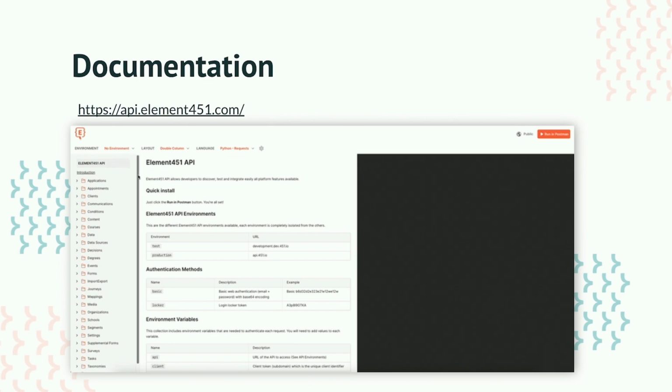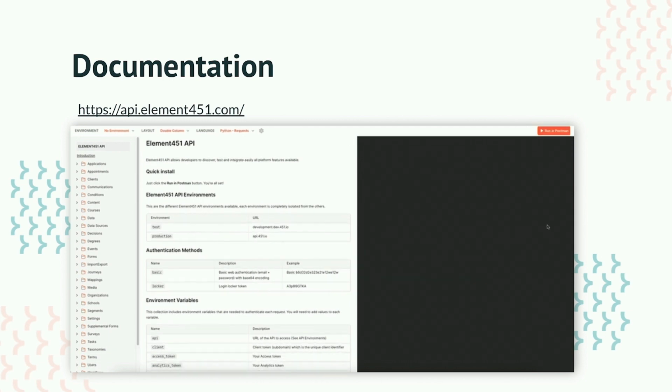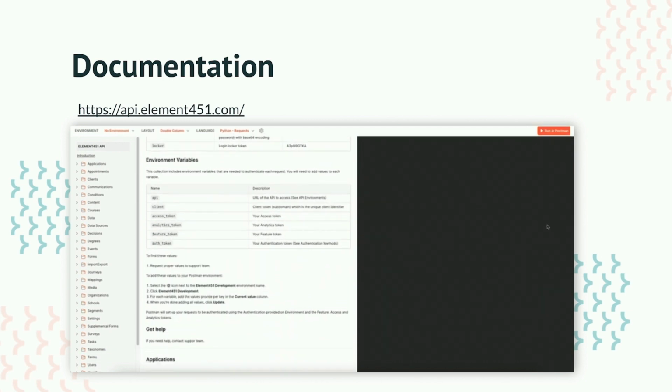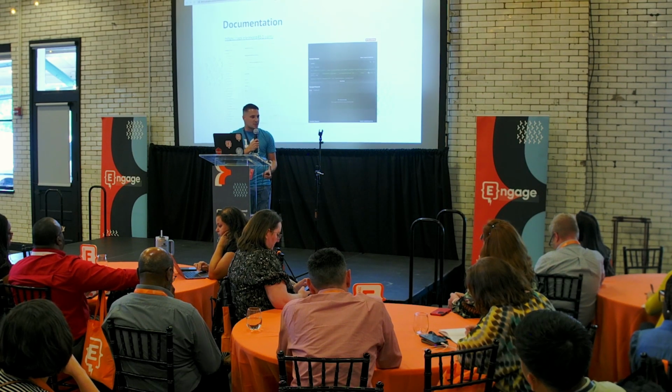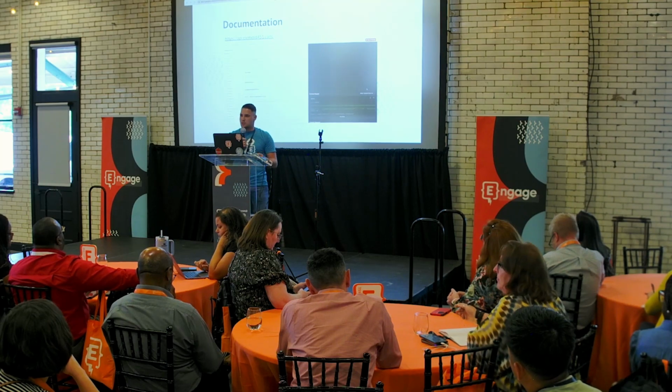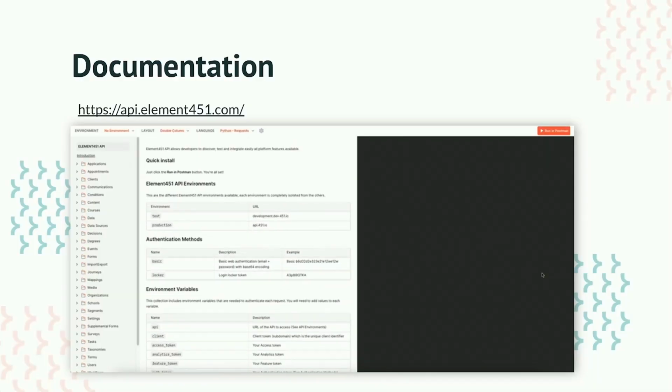So in terms of where your team starts finding how to do this, there's an Element documentation. It's fully open. It shows all the different routes that we support, what you can do with different resources, how you can post forms, how you can post event registrations. So your team can take a look at this.